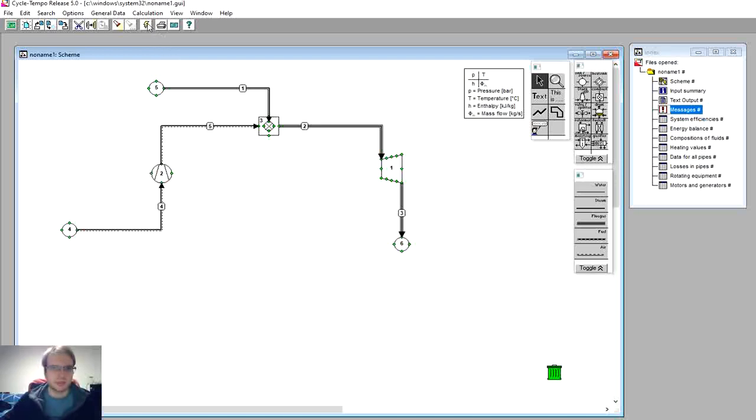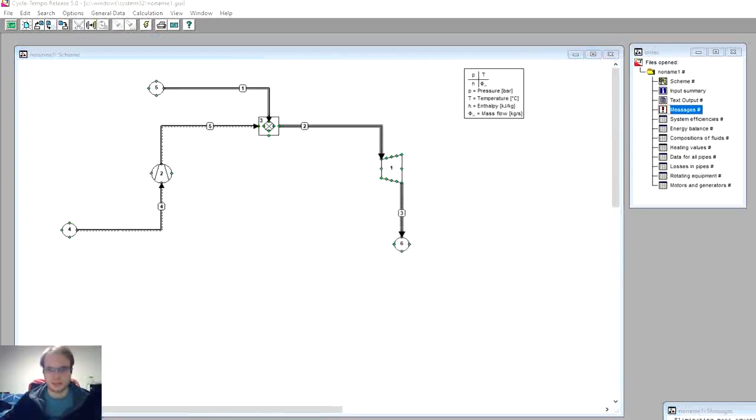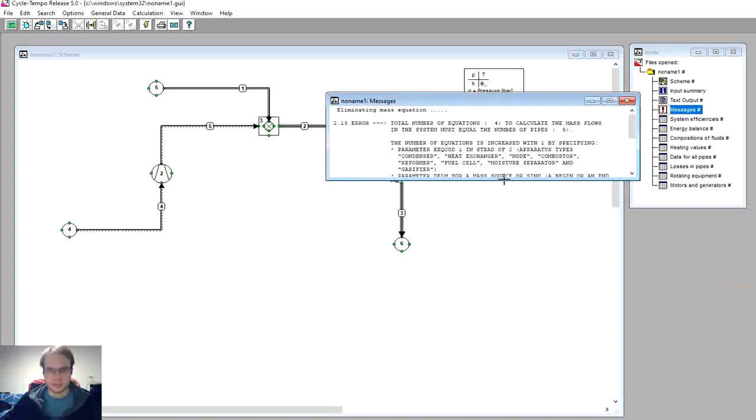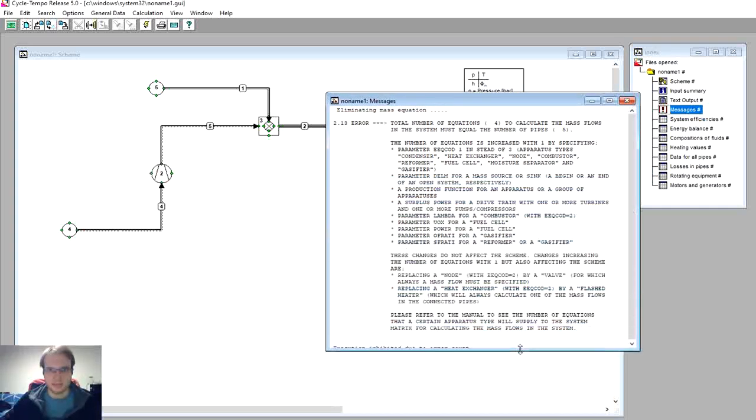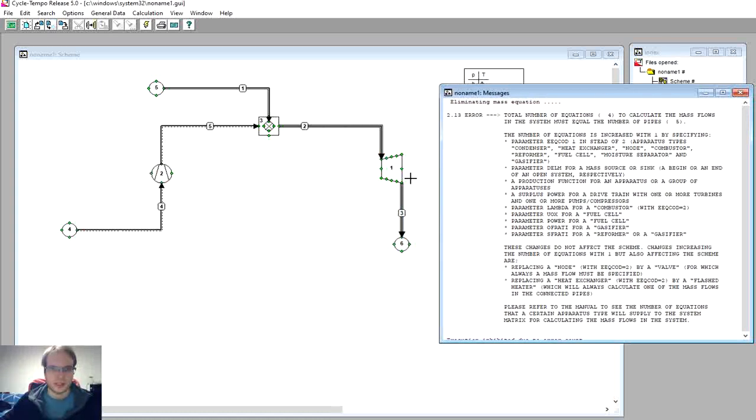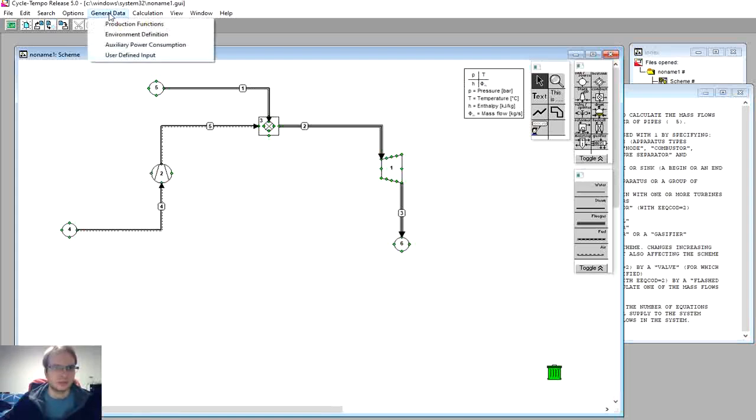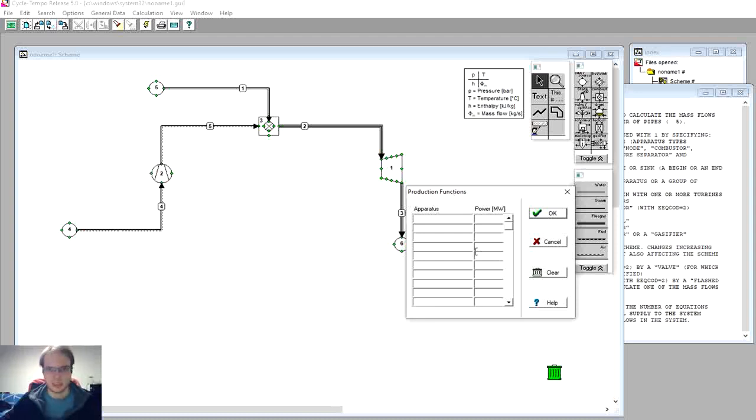Now, if we would run the problem, we would get one error saying that we are missing one more equation in the system. That is because we haven't specified the mass flow rate of either fuel or the air as oxidant, or the power output. So we will specify our power output, so general data production function, and apparatus number 1 will have power of 50 megawatts.